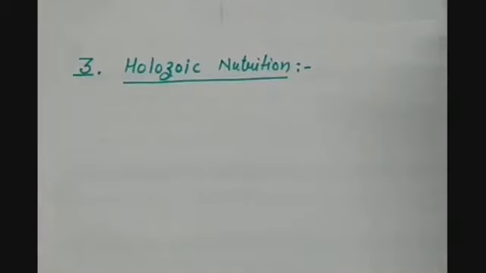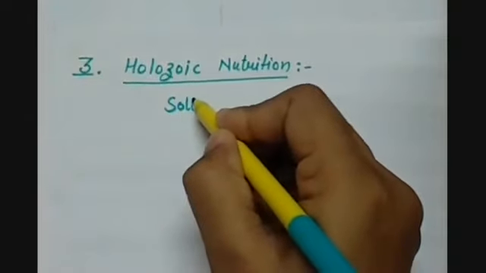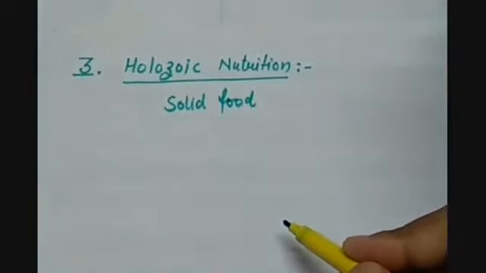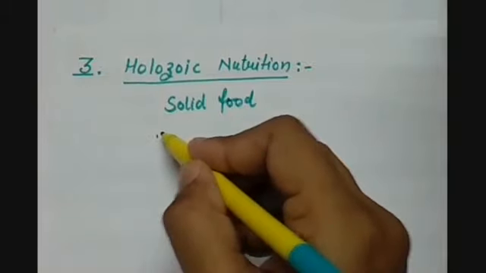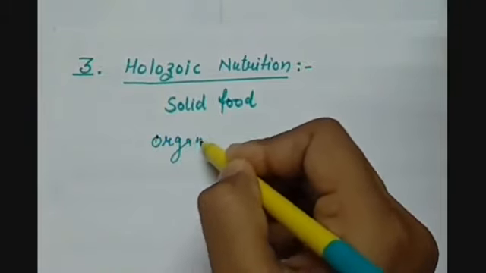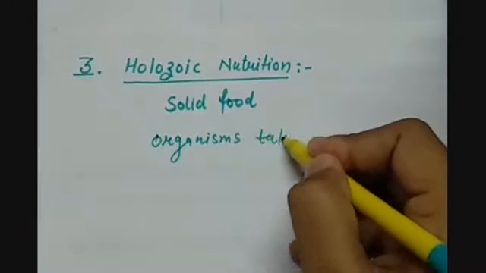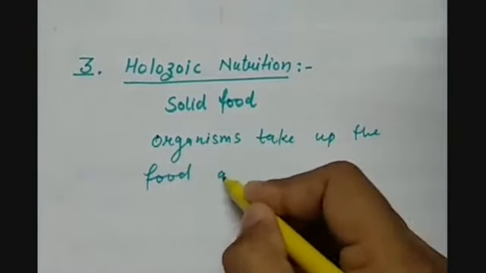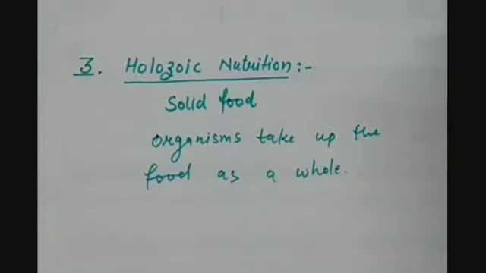The third type of nutrition is holozoic nutrition. Holozoic means solid food. So we can say that holozoic nutrition is the type of nutrition in which animals or organisms take up food as a whole or in solid form. Now what do you mean by solid form?